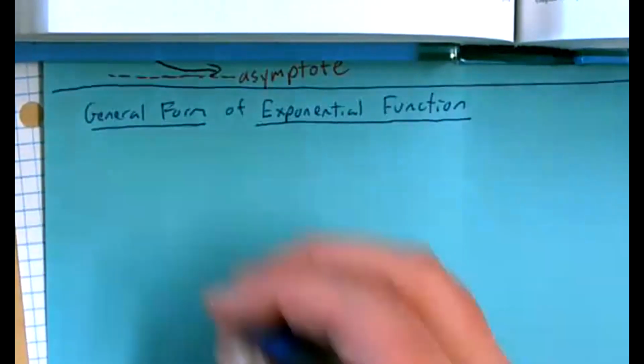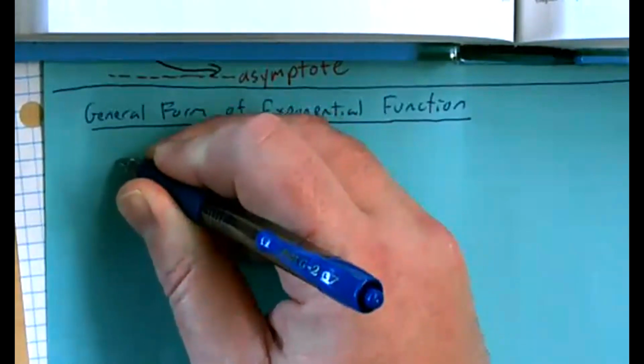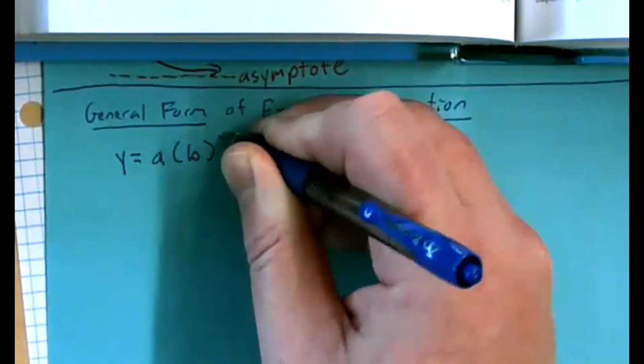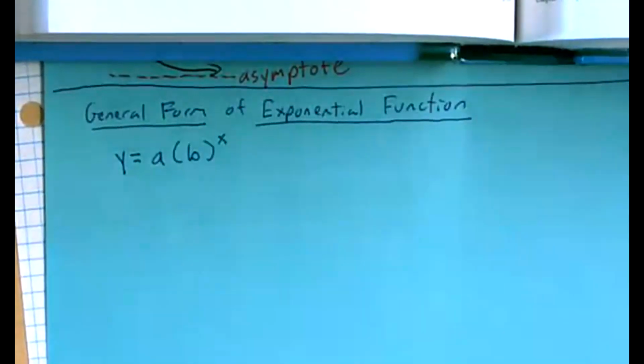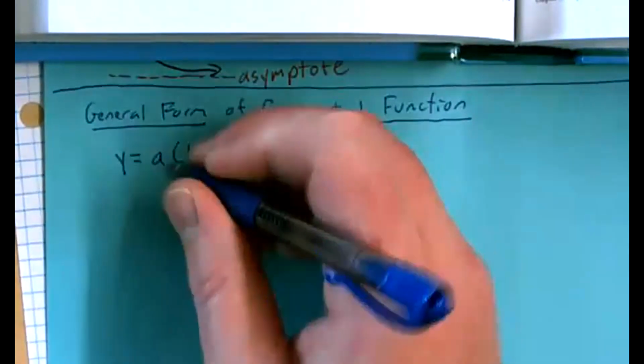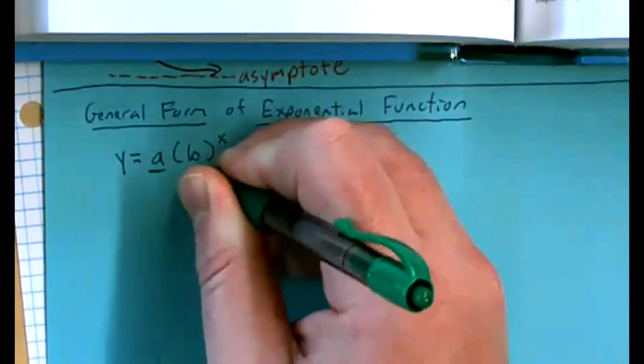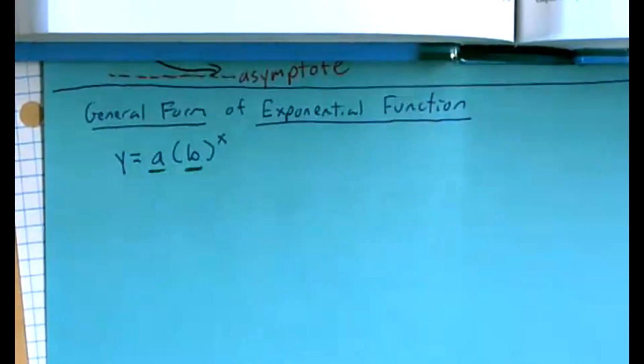So our exponential function equations are going to expand a little bit. Now they're going to look like this. Y equals A(B)^x. And our goal for today is to see if we can figure out what is the meaning of this A and what is the meaning of this B? And then how do we find those values when we're looking at equations and tables and graphs? That's where we're going with this.